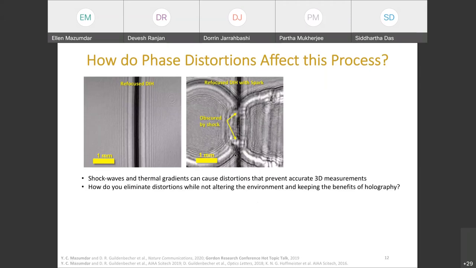So the question is, how do we eliminate these distortions, make really good measurements, and keep all our benefits from holography without really changing the environment that we're making the measurements in? These are really complex systems, so we don't actually want to put them in a vacuum, for example.